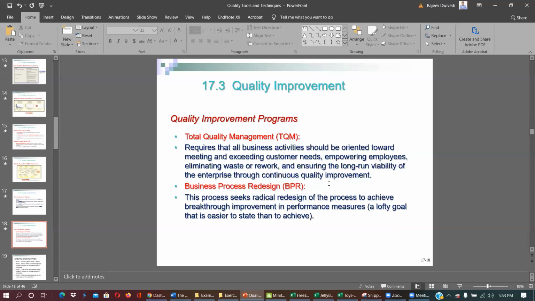Business process re-engineering means an altogether new way of engineering the processes. So this process seeks radical redesign of the process to achieve breakthrough improvement in performance measures. So basically, re-engineering means all the new ways to radically improve the process. So for example, the entire education has been redesigned in this COVID situation. All the education businesses have been redesigned.